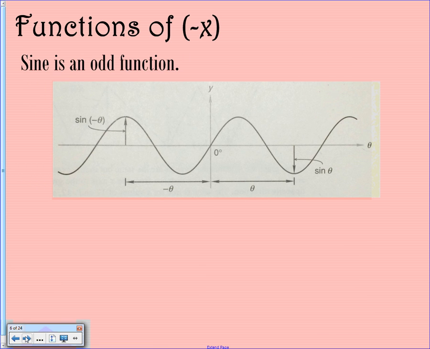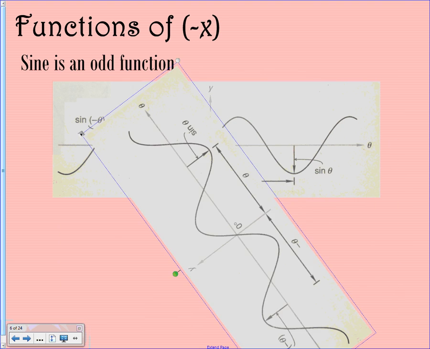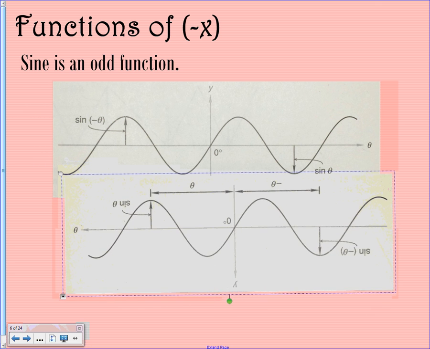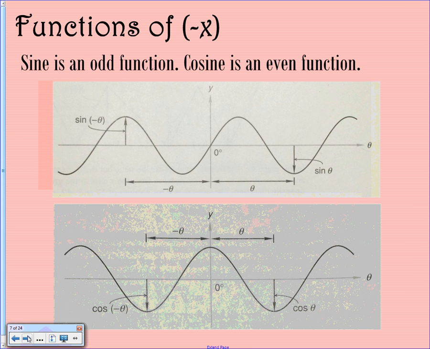Sine is an odd function. If I clone it and I rotate it 180 degrees, y'all see how that's the exact same function? Sine is an odd function, okay? Cosine is an even function. If you look, it is symmetric about the y-axis. So cosine is an even function, sine is an odd function.